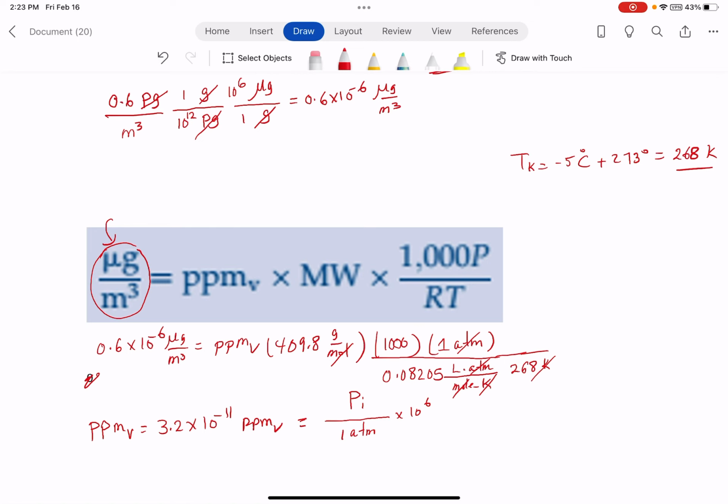So you can see here, once you move this to this one, you will end up that the pressure for chlordane is equal to 3.2 times 10 to the minus 17. And of course, the unit now is atmosphere. It's very simple and very easy to do. Thank you.